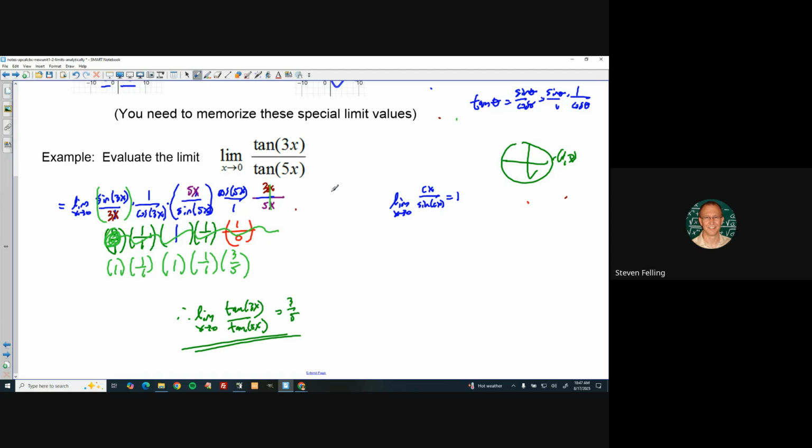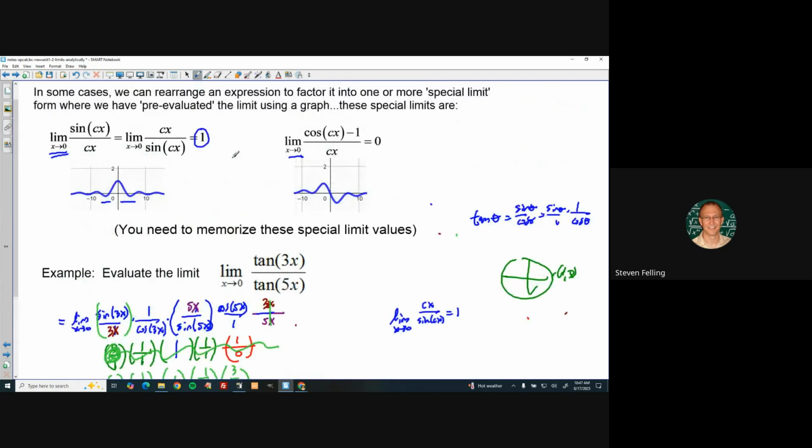You have to take the trig functions, expand them out into sines and cosines, and try to match up things of this form. If you can get limit as x approaches 0 of sine of a constant x over constant x, or constant x over sine of x, you can replace that whole limit with 1 without having to plug in. And if you can get cosine of constant x minus 1 over constant times x, the limit as x approaches 0 of that structure is 0.